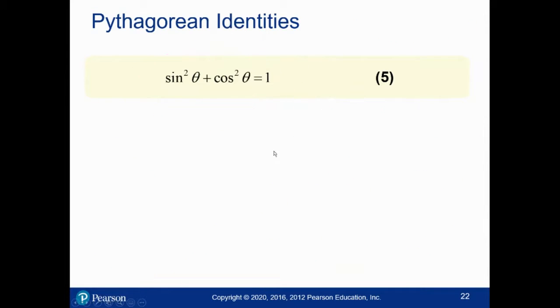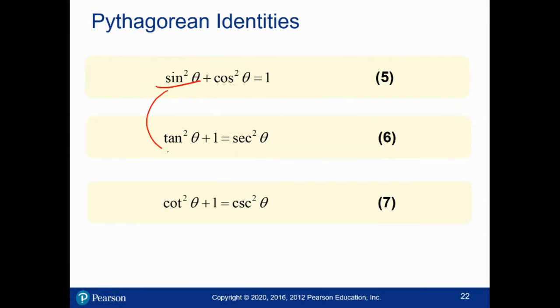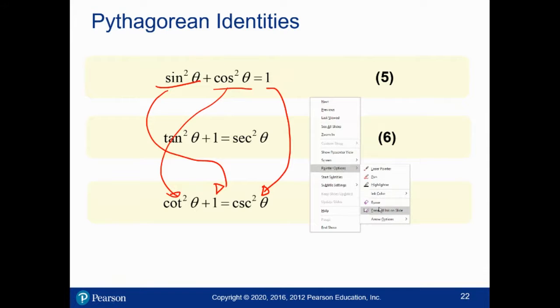Okay, so once we know this expression, dividing everything by cosine squared got me here. But if I instead divide everything by sine squared, sine squared over sine squared gives me a 1. 1 over sine squared is cosecant squared, and cosine squared over sine squared is cotangent squared. So it's really the same formula divided by sine squared.